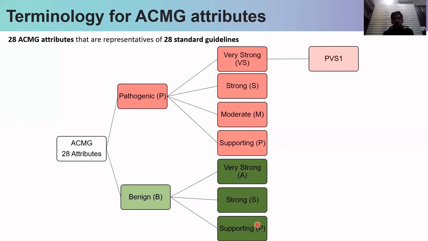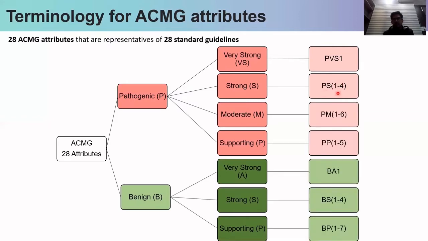Now how has this attribute been named? For PVS1, it takes P from pathogenic and VS from very strong, and there's only a single guideline, so it will be PVS1. For example, for strong, it will take P from pathogenic, S from strong, and 1 to 4. That means there are 4 guidelines for the strong evidence. So it will be PS1, PS2, PS3, and PS4.